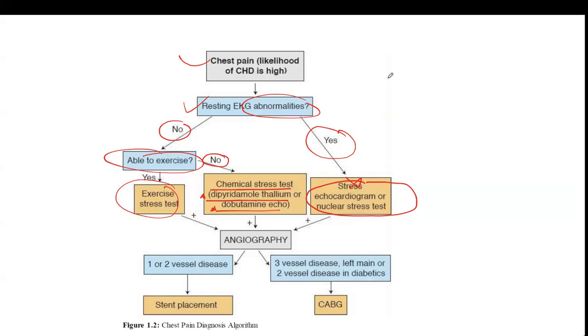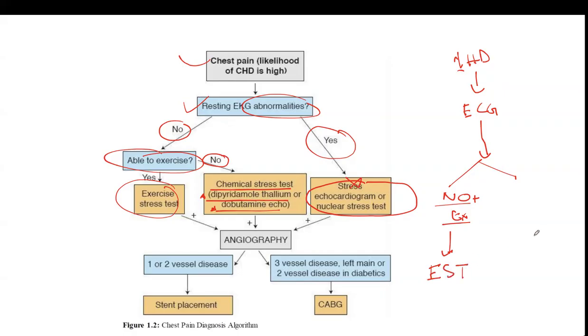Okay? Let's make it more simple. So we have got a patient who we suspect has ischemic heart disease. The next thing is we do a resting ECG. The resting ECG, we find out, is there any baseline abnormality there? No. Is patient able to exercise? Yes. So no baseline abnormality, patient able to exercise. The easiest way is to do an exercise stress test, which means patient runs on a treadmill and we only look at the ECG.